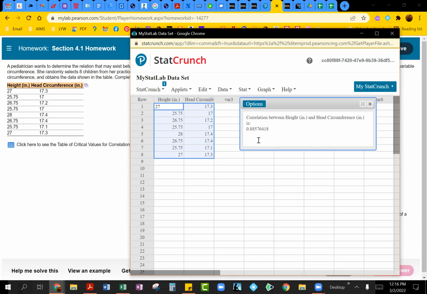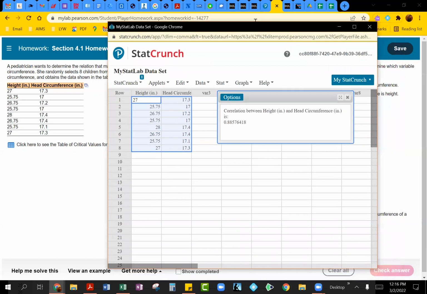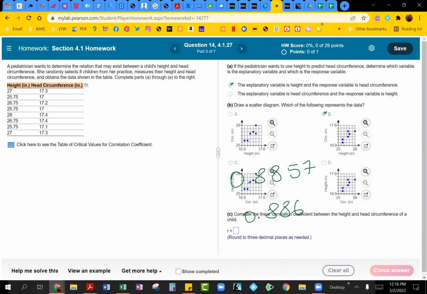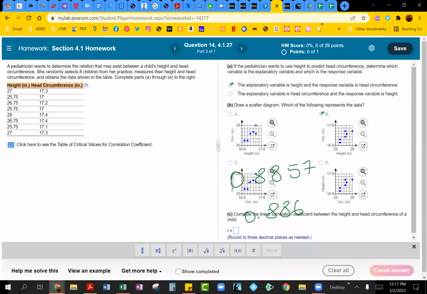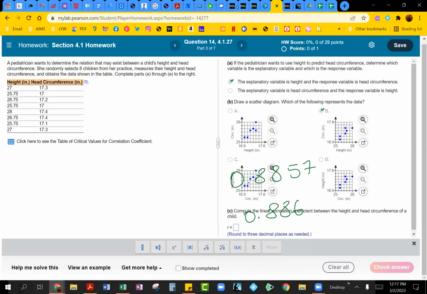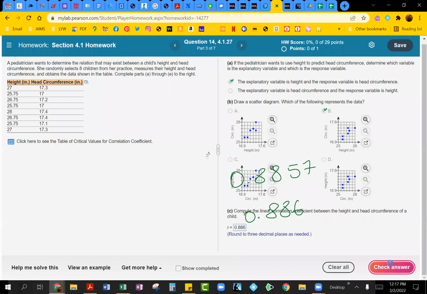And this is coming out to be, how many decimal places did they want? 3 decimal places. So this will come out to be 0.8857, so that's 0.886. Okay, so let's type that in. 0.886. I'm not sure why it keeps doing that to me. 0.886. All right, let's check that.